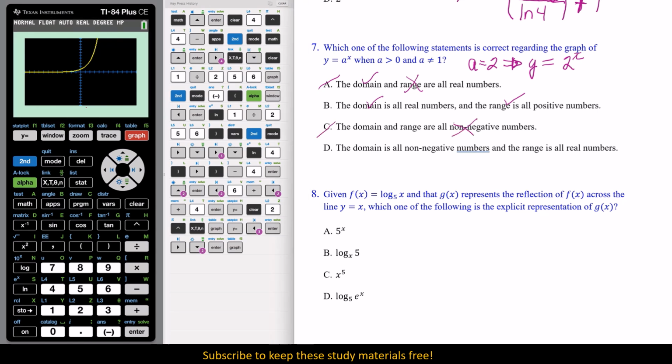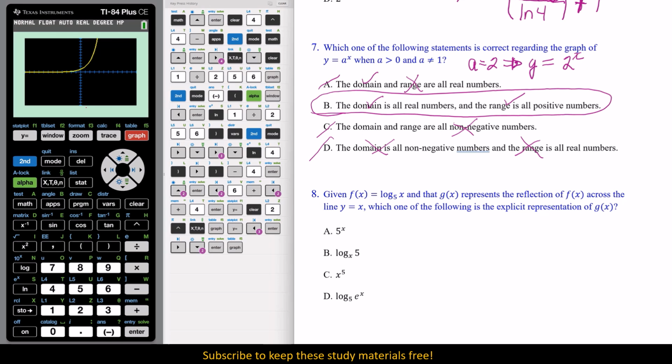D, the domain is all non-negative numbers. No, I disagree with that part. And the range is all real numbers. And I disagree with that. That entire statement is incorrect. So we know now that the correct option is B.